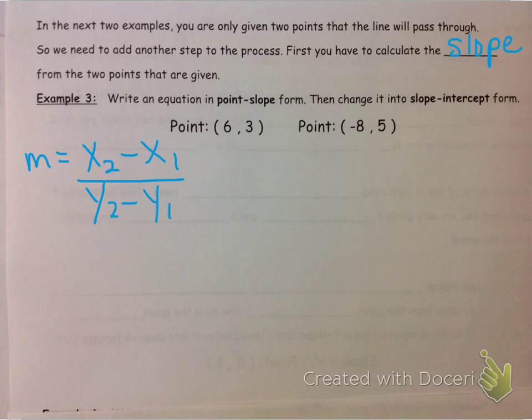Let's go ahead and substitute our points. The first thing we need to do is to label them. And we need to pick which point we want to be number 2 and which one we want to be number 1.